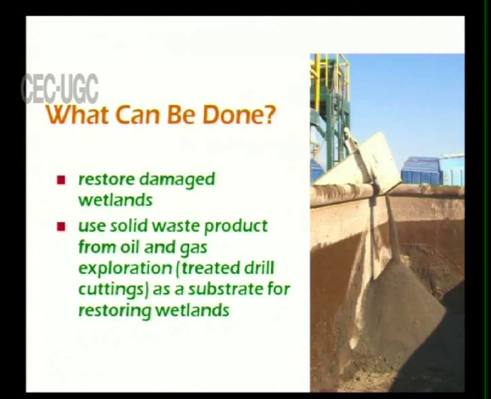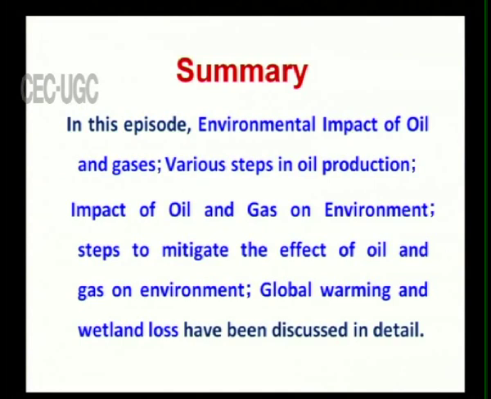the different types of oil production, what environmental impact the oil industries are causing, and how we can mitigate it. Now, the summary of this episode: the environmental impact of oil and gases, various steps in oil production, the impact of oil and gas on the environment, the steps to mitigate the effect of oil and gas on the environment, global warming and wetland loss. All these topics have been discussed in detail.